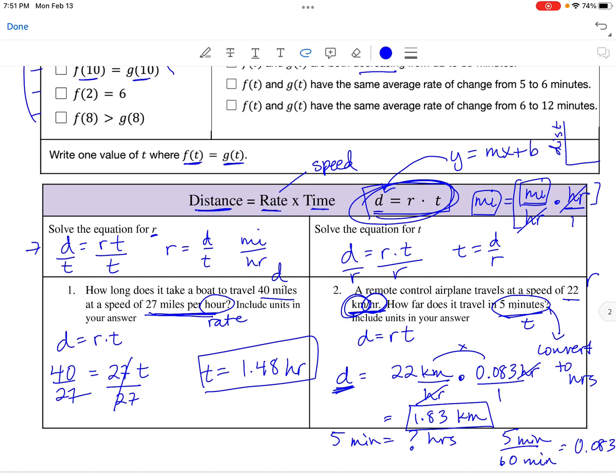So if I have a little y-axis, distance. The x-axis is time. And then the r, the rate, is the slope. And in this case, the y-intercept is usually 0. It's at time 0 and distance 0. Okay.